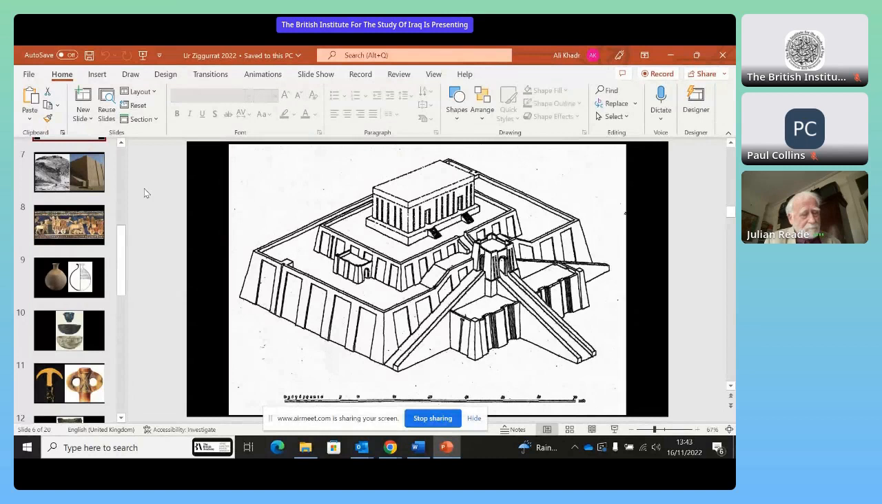A conspicuous feature of the ziggurat was the extensive use of fired brick. While its core was made of sun-dried mud brick, the lower stage was entirely surrounded by a skin of durable fired bricks. This seems to have been a significant innovation.